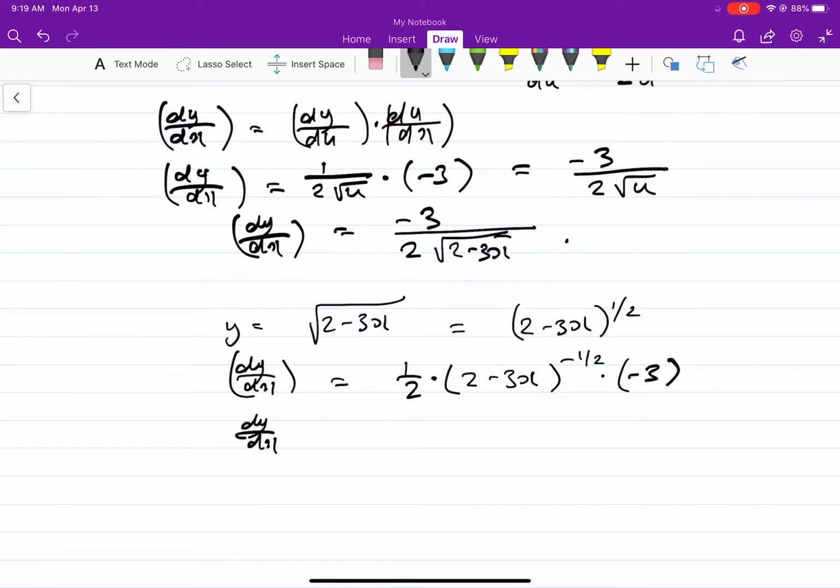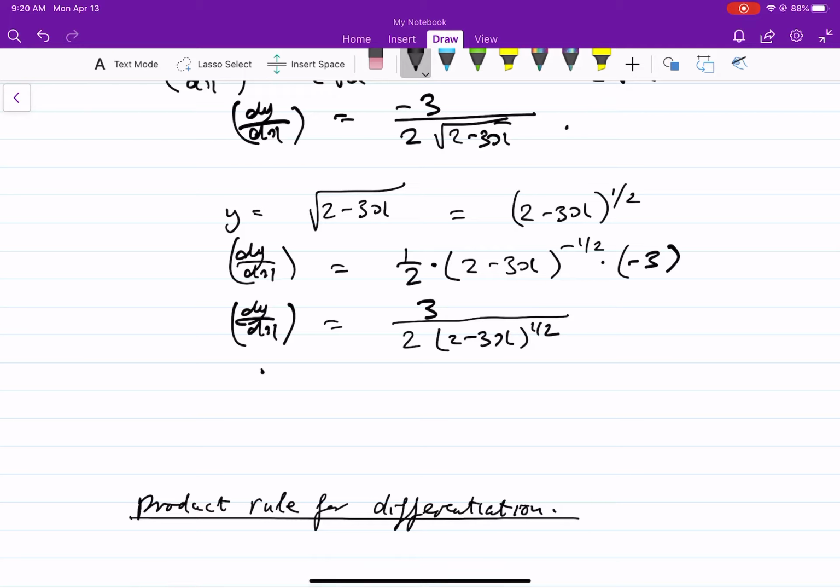dy/dx is equal to, okay, let's see what's going to stay on top. The only thing that's on top is the negative 3. 2 is already in the denominator, and I can take the (2 minus 3x) to the negative half and throw that down in the denominator. So this becomes 3 on top, 2 on the bottom, and then the (2 minus 3x) to the positive half joins it. And the other thing I'll do to tidy this up a little more is to write it as dy/dx is 3 upon 2 times the root of 2 minus 3x.